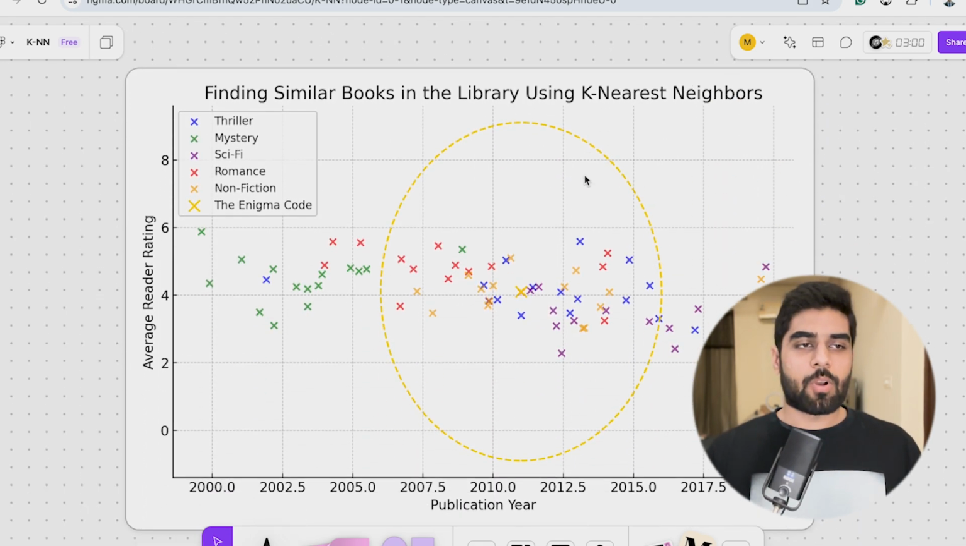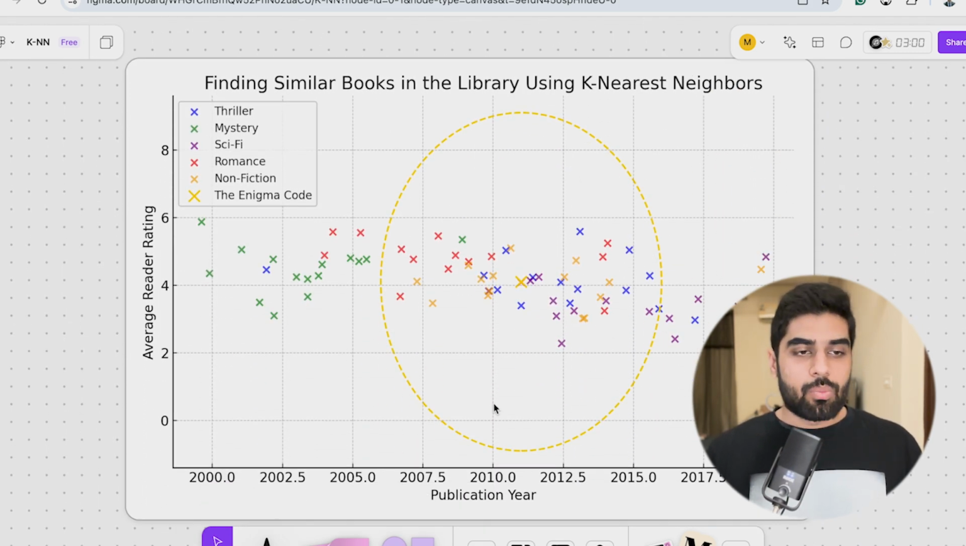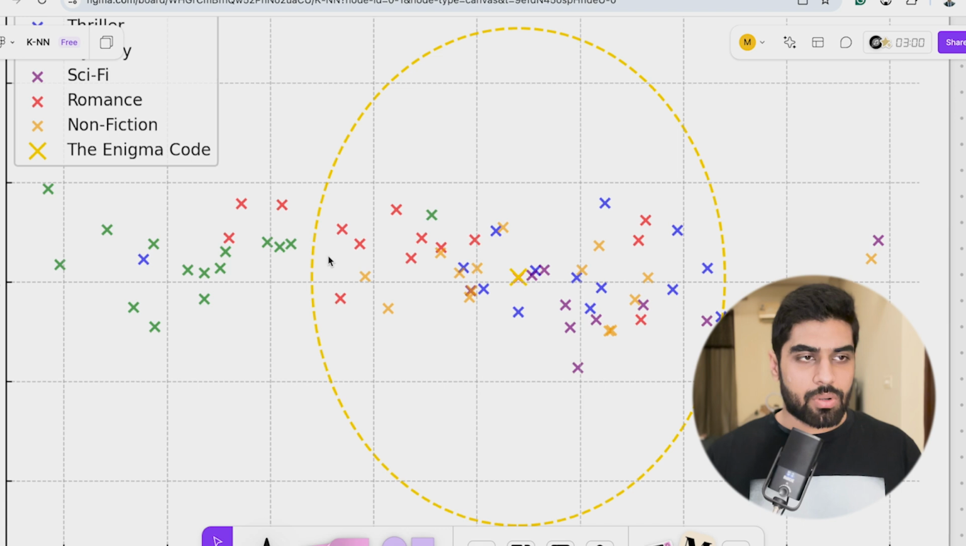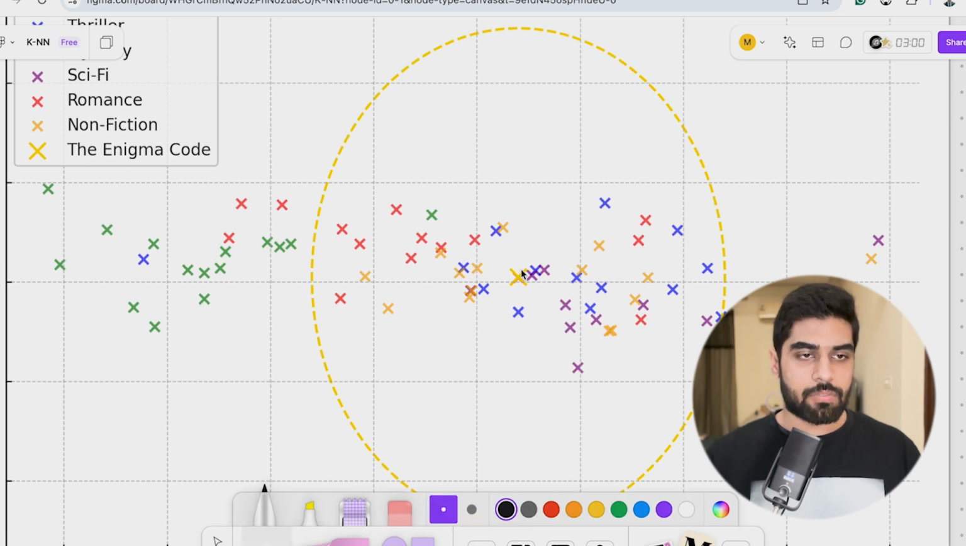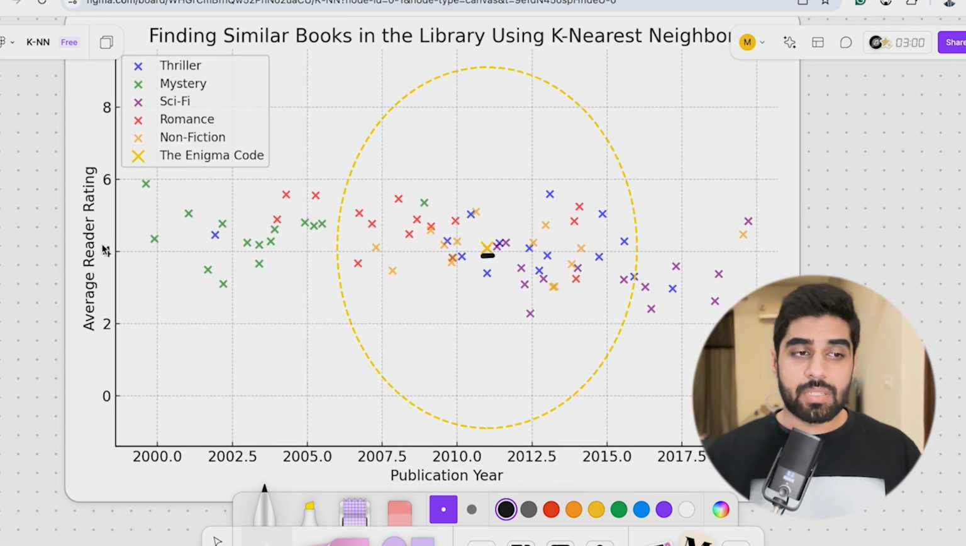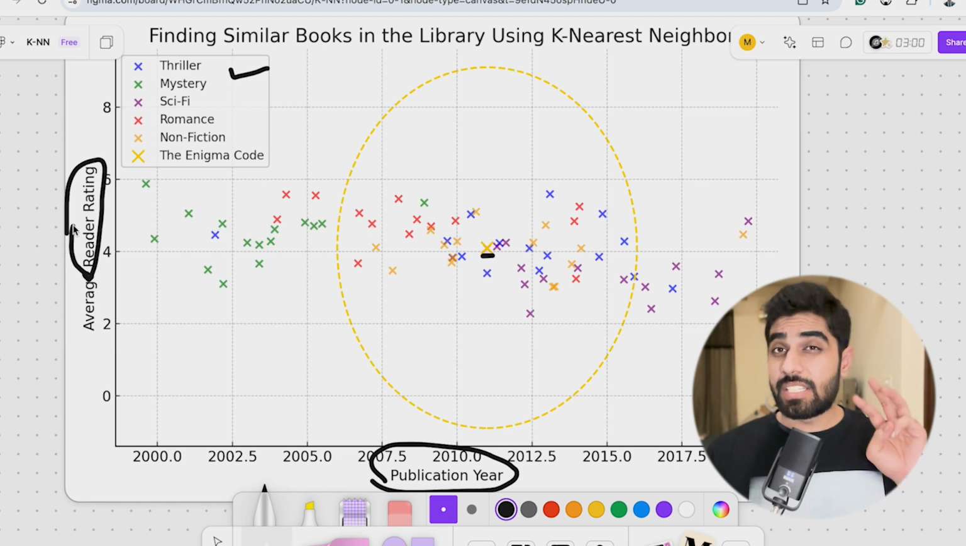So if I have to formalize, let's formalize the example. We chose publishing year and let's say average reader rating as well as the genres. And then my Enigma Code is placed somewhere here. So if you look carefully, this is where my current book is placed. And then what I did was I took all the other books in my sample set and I gave them labels based on their genres. And then I also plotted what the average reader rating was in those publishing years. So I also plotted publishing year and average rating. So we took essentially three features.